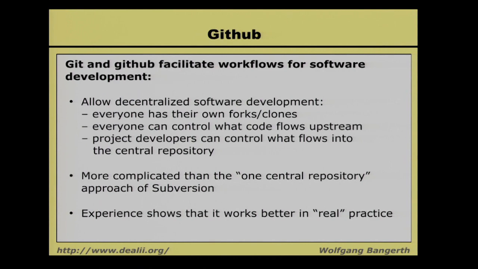So to sum this up, the Git program and the GitHub website or service facilitate workflows that allow for what we call decentralized software development. Everybody has their own forks and clones, and you can make whatever changes you want, both locally and to your forks. You can control which patches you want to flow to other repositories. The things that I do on my local hard drive are things that nobody can see. The things that I push to my fork are things that others might be able to see if I make my fork public, but they don't become automatically part of the central repository.